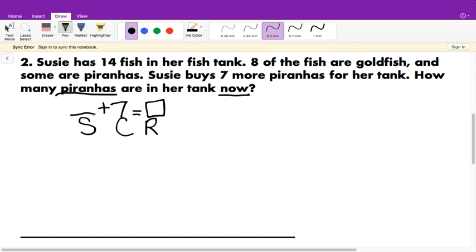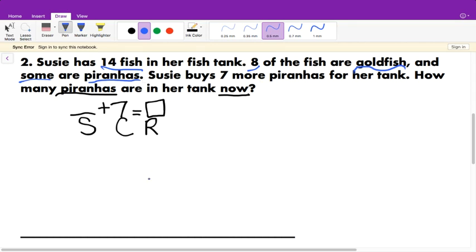Okay, so now we need to find out the start. Let's go back and read one more time and figure out how we can find out how many piranhas she started with. So it says Susie has 14 fish in her fish tank. Okay, I'm just going to underline that. She has 14 fish. 8 are goldfish, and then the rest are piranhas. Some are piranhas. So altogether, she has 14, and then some are goldfish, some are piranhas.